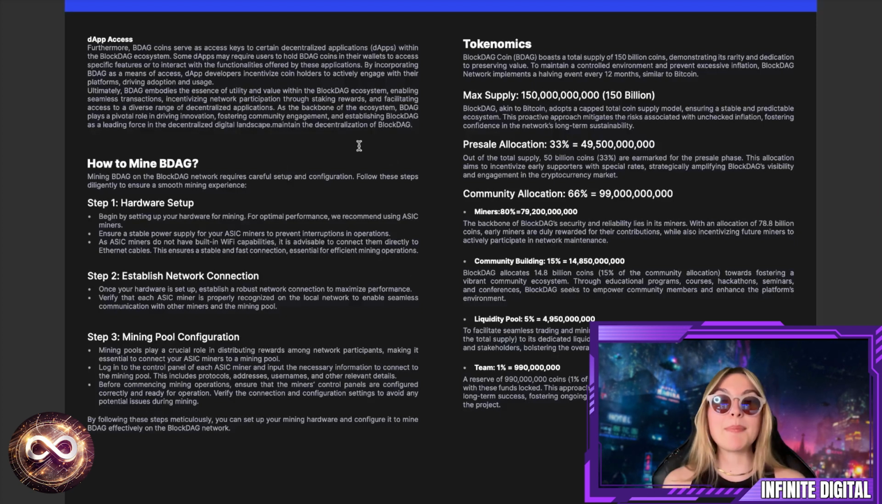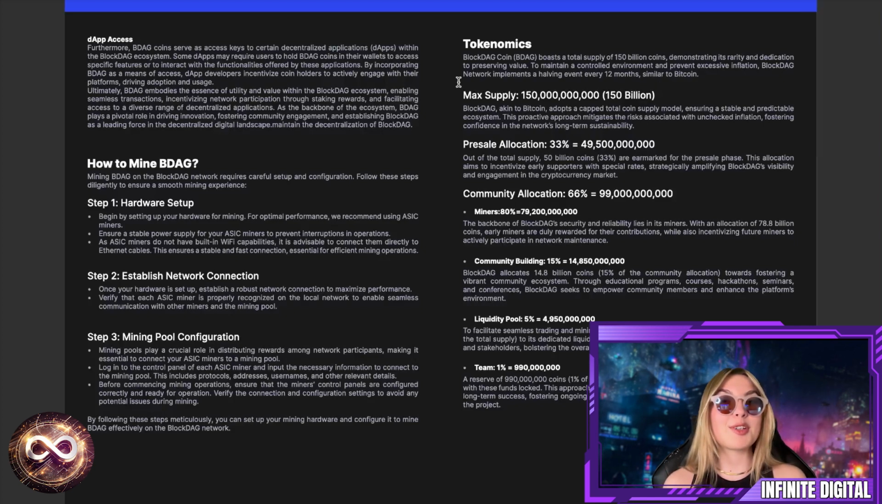So you've got a step-by-step process explaining everything that you need to do. It's simplified, and everyone can really help themselves out over here as well if you are not that into everything going on over here. And if you're not sure how to actually set it up, it's very simple. Number one is the hardware setup. Number two is establishing the network connection. And number three, simply mining pool configuration. So as simple as that, 3 steps, and you are on the go.